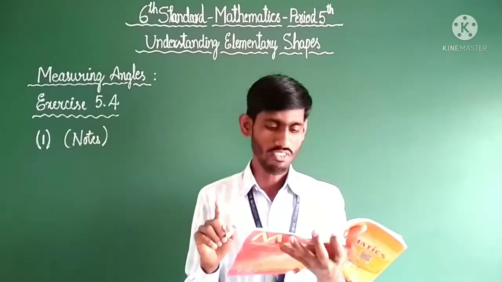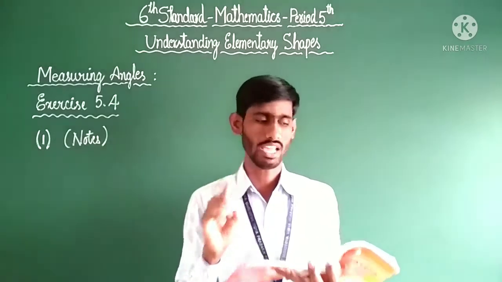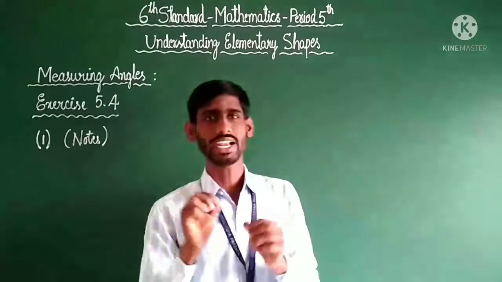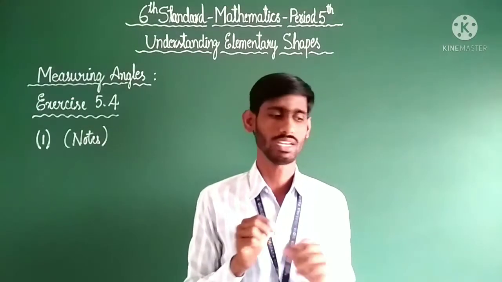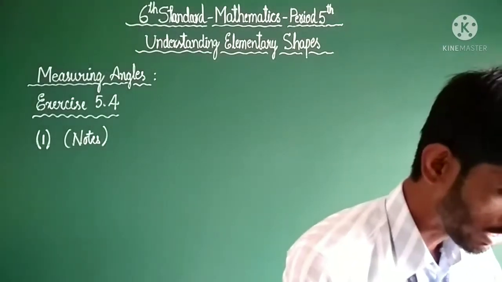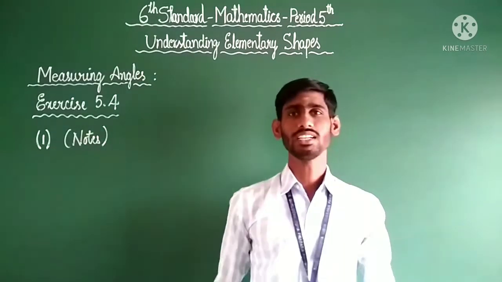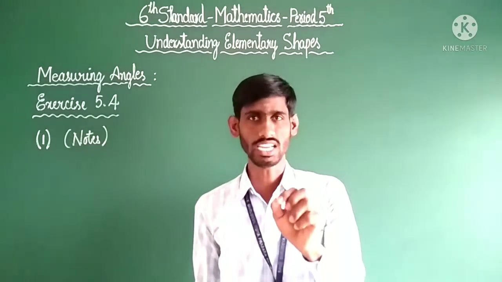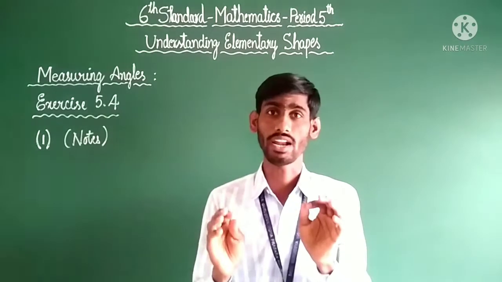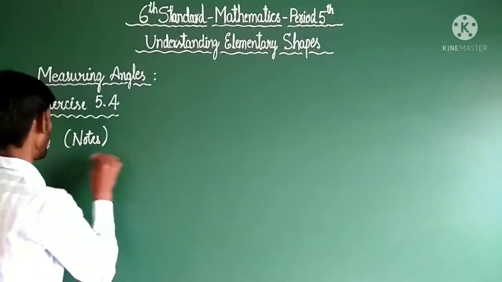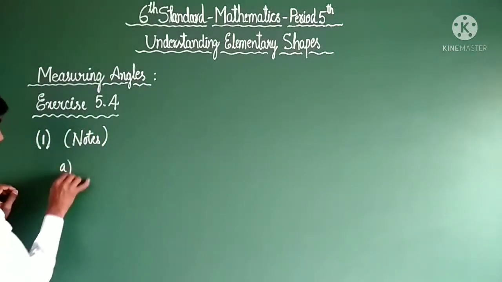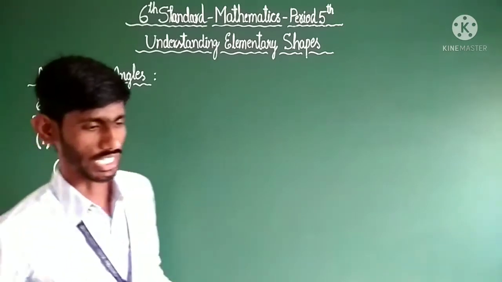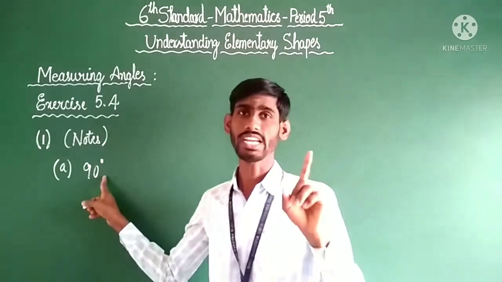What is the measure of right angle and also straight angle? We need to write a measurement. If we need to call right angle, what is the exact measurement? If we call right angle, the exact measurement is 90 degree. If the angle is 90 degree, we can call it a right angle. Dear children, the first sub question A answer is 90 degree. 90 degree indicates right angle.